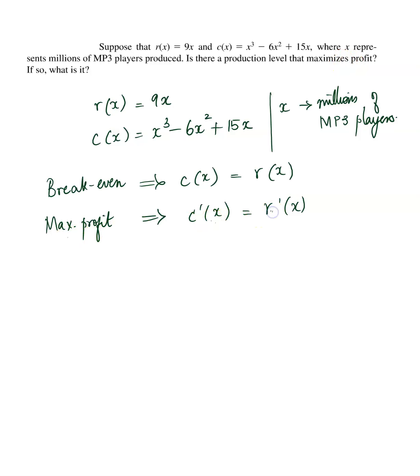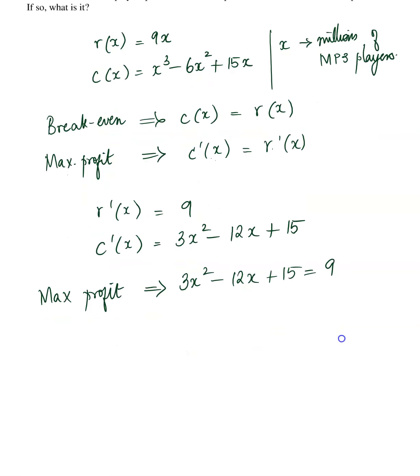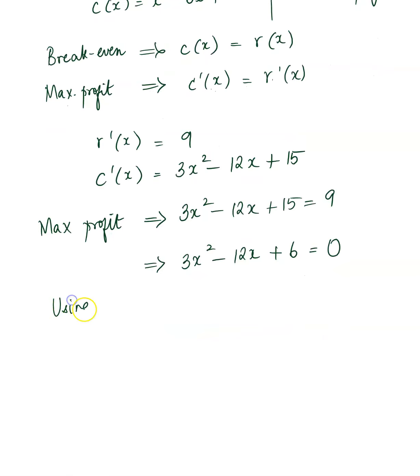So we need to get the C prime and the R prime. So R prime of x is 9 and C prime of x is 3x squared minus 12x plus 15. So we got these two. So maximum profit can be found by setting these two equal to each other. It's a quadratic equation, so make sure that you bring them all to one side of the equation. So subtract 9 on both sides, you get plus 6 equals 0. And you can use the quadratic formula for this.